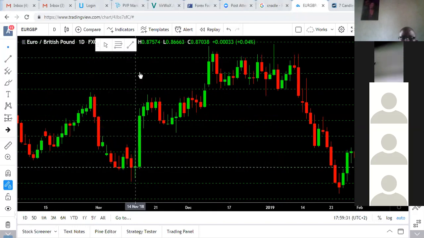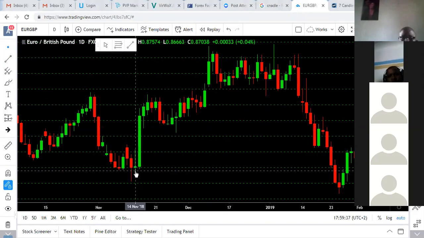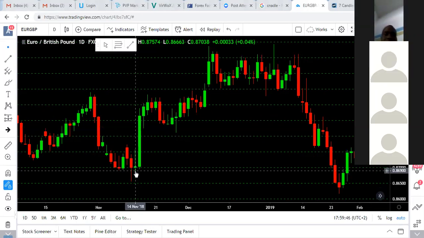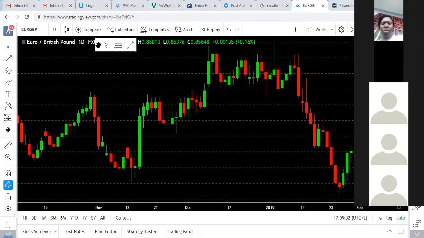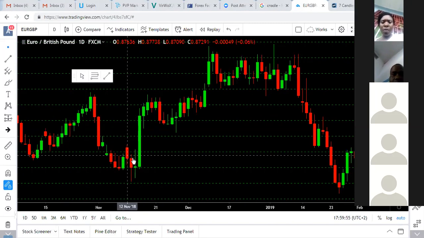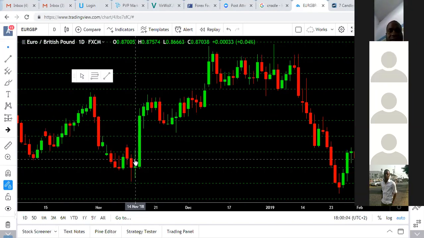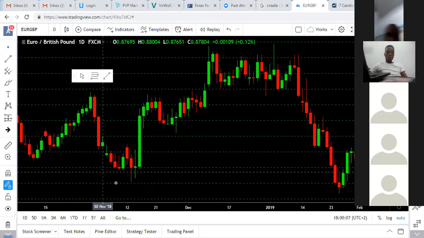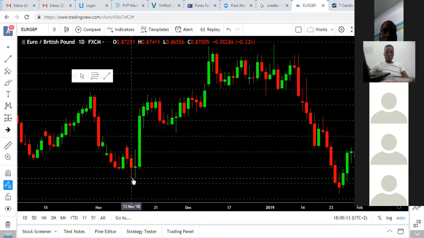Okay, if you look up here, you can see the prices. When I put my mouse on this candle, you see up here, you can see that the high price was 87574, the low price was 8663, the close price was 87038, and the open price was 87005. So that currency did just 30 points, you see. So this candlestick is what we call a doji. The market opened, it went right up, and it came back to close almost at the same area where it opened.